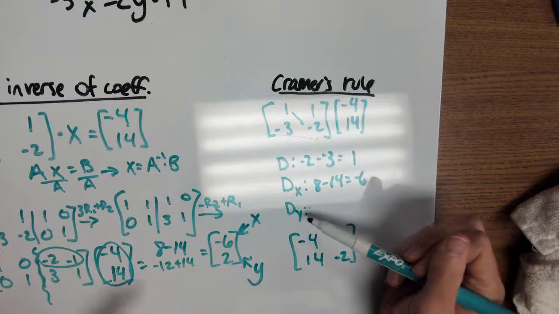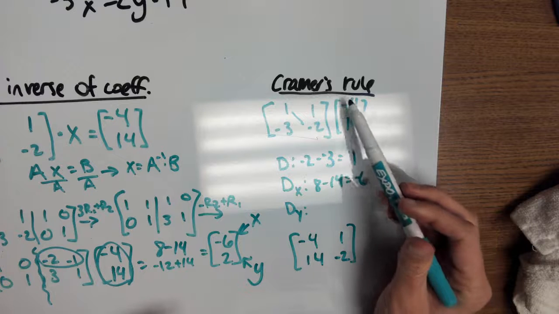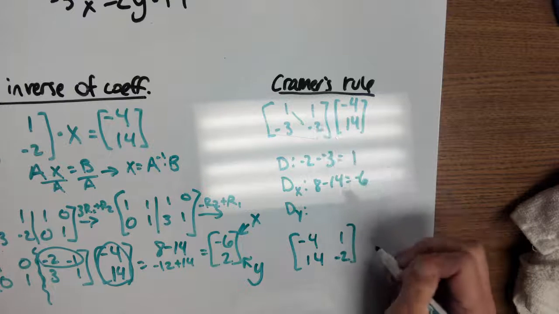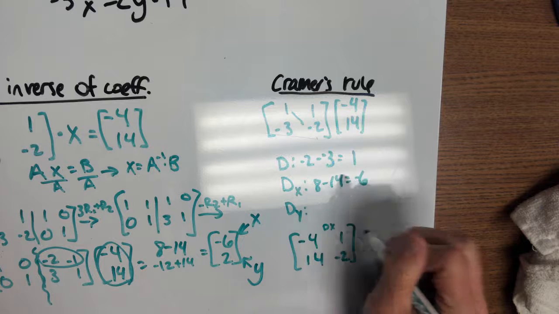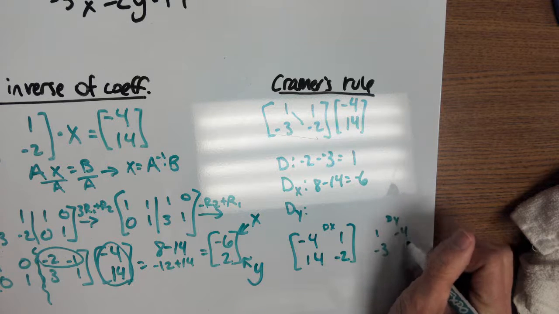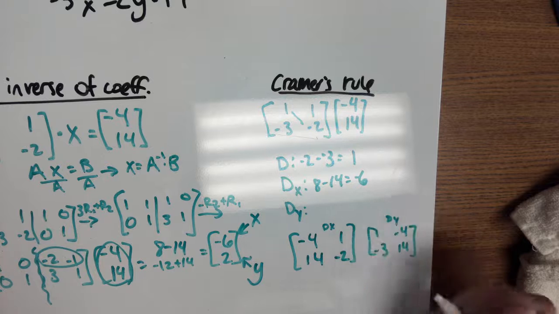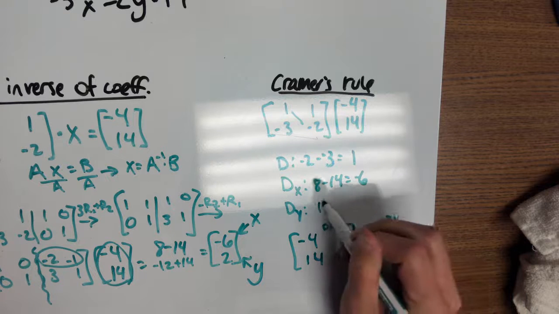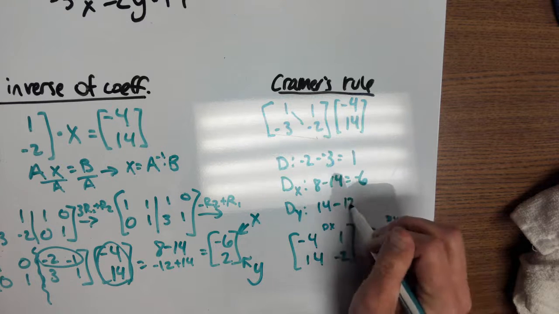And then if you look ahead, for the determinant in terms of y, we're going to replace the y column with my solutions. So this is my dx. dy is going to be 1, -3, and then -4 and 14. You just have to be careful that you replace the right column. That gives me 14 minus 12.